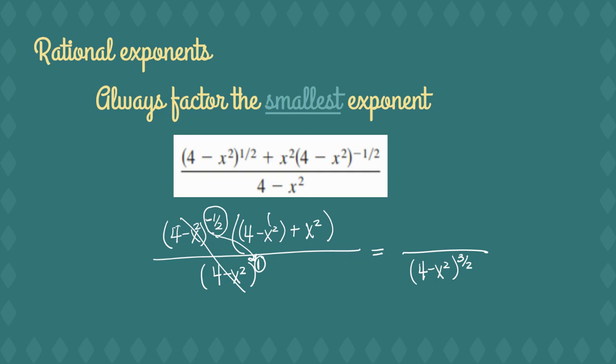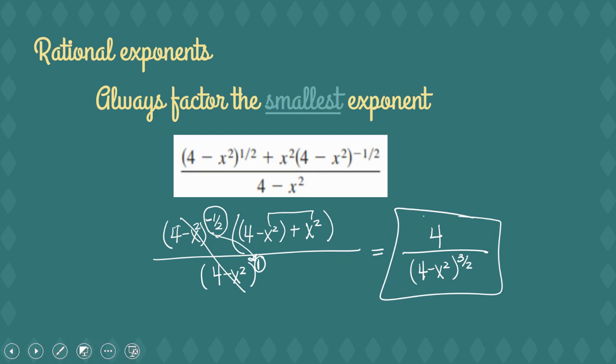Now on the top, I'm going to combine some like terms, which negative x squared plus x squared is 0, so I'm just left with 4. And this has been factored and simplified. I hope this is kind of making sense for you.